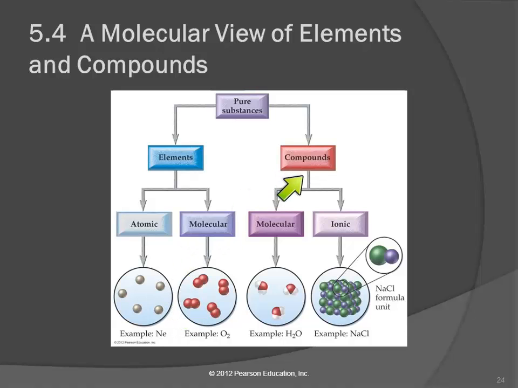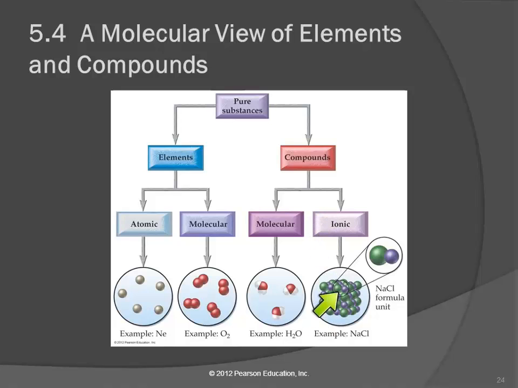In a compound, we can have molecular compounds or ionic compounds. Molecular compounds have molecules like water, where the hydrogen and the oxygen are bonded to each other with a chemical bond, and they form individual molecules. Ionic compounds have ions in them. That's not too hard to figure out.